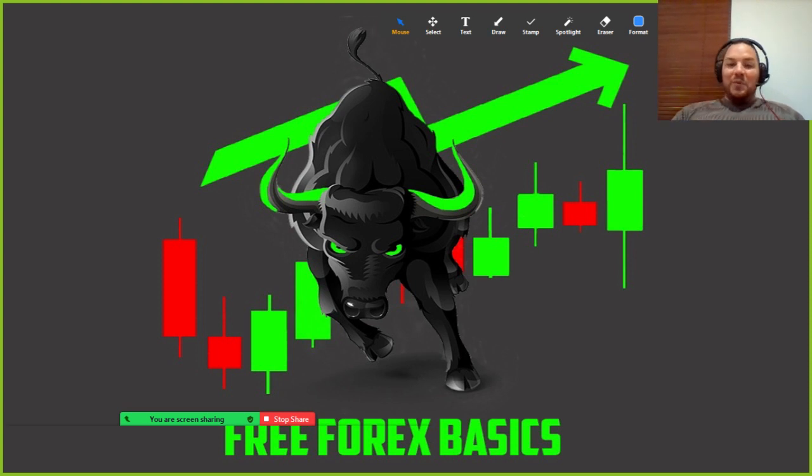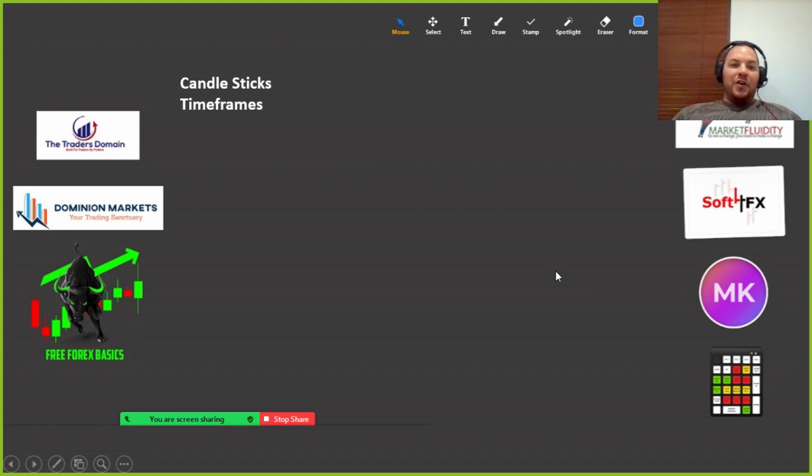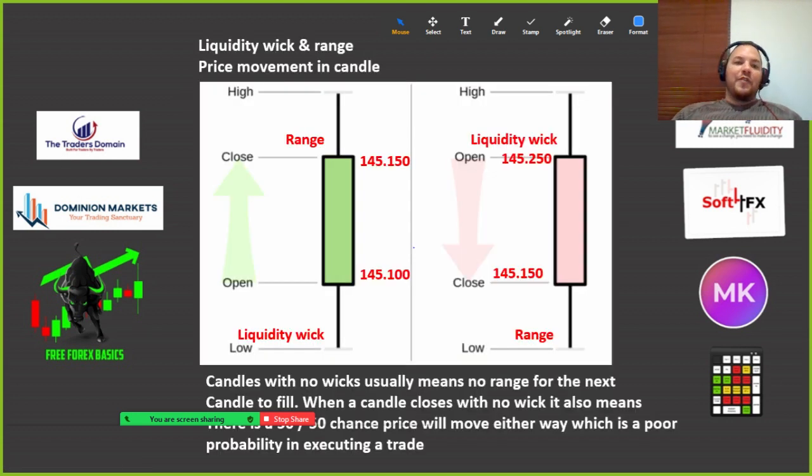Today we will be talking about candlesticks and time frames for Forex. So let's get straight into it. Candlesticks and time frames. I'm just going to give you an example and explain a couple of things about candlesticks, and then we'll move on to time frames. What we're going to speak about is liquidity wick, range, price movement in a candle, and candles with no wicks. Those are the things we're going to discuss.